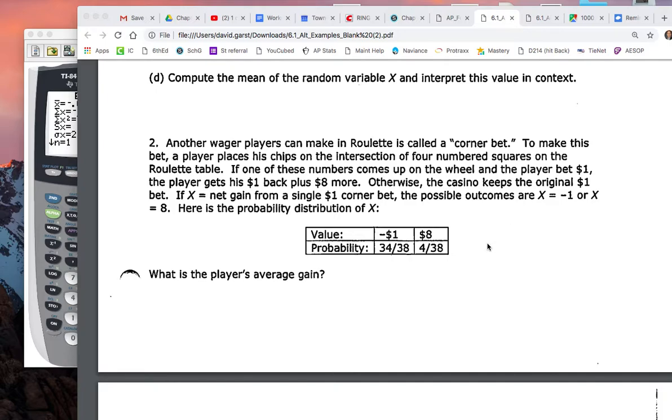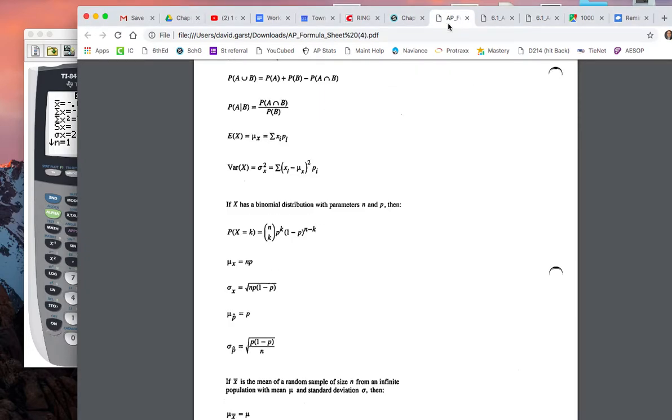it covers 4 of the 38 spaces. And so there's 4 different ways to win, which means that there's 34 ways to lose. So these are the two values and the probabilities. And it says, what's the player's average gain? This is a review of what we just did in question 1.